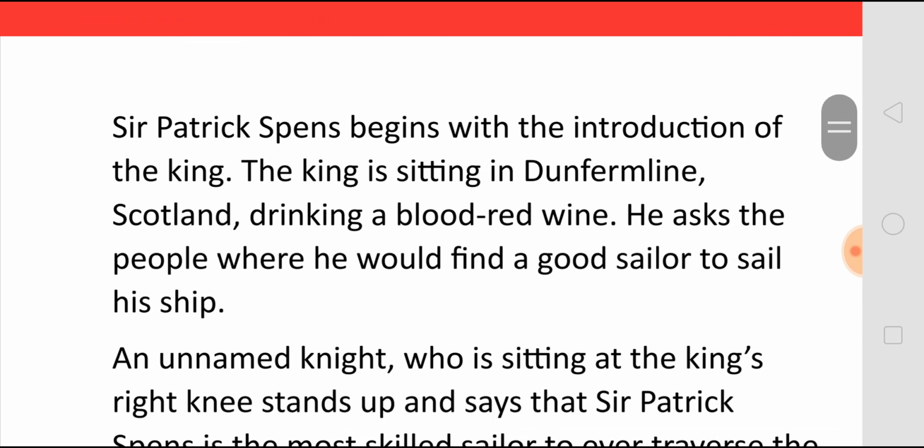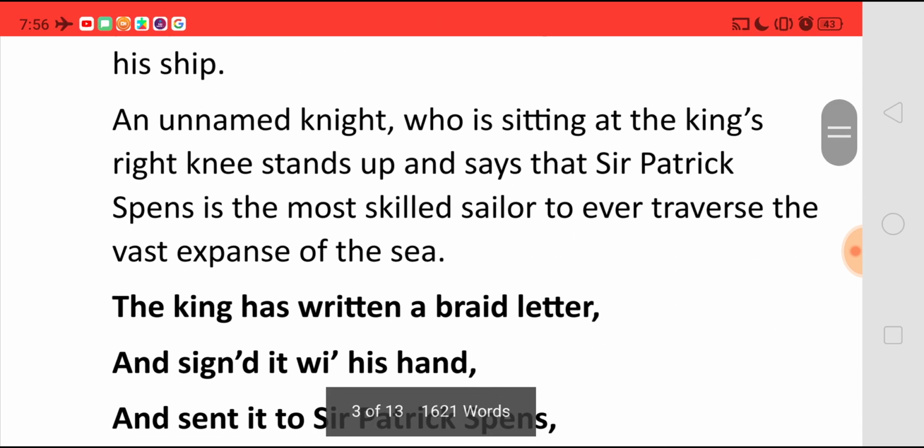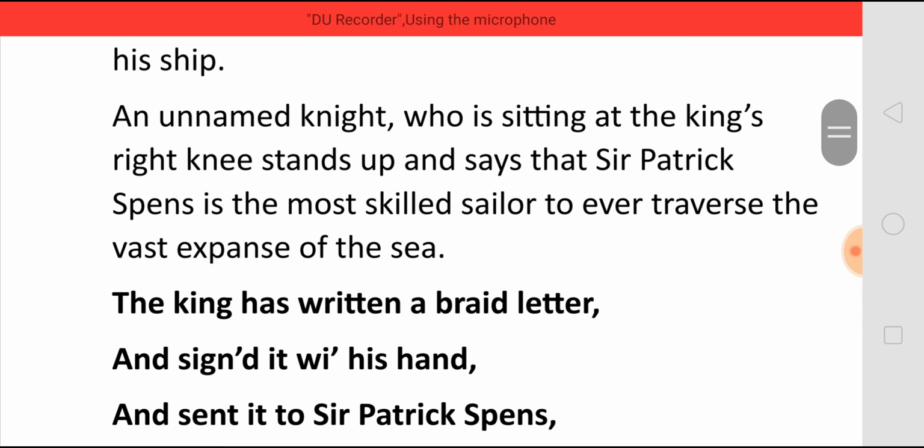Sir Patrick Spens begins with the introduction of the king. The king is sitting in Dunfermline, Scotland, drinking blood red wine. He asks the people where he would be able to find a good sailor to sail his ship. At that time, an unnamed knight who is sitting at the king's right knee stands up and says that Sir Patrick Spens is the most skilled sailor to ever travel the vast expanse of the sea.